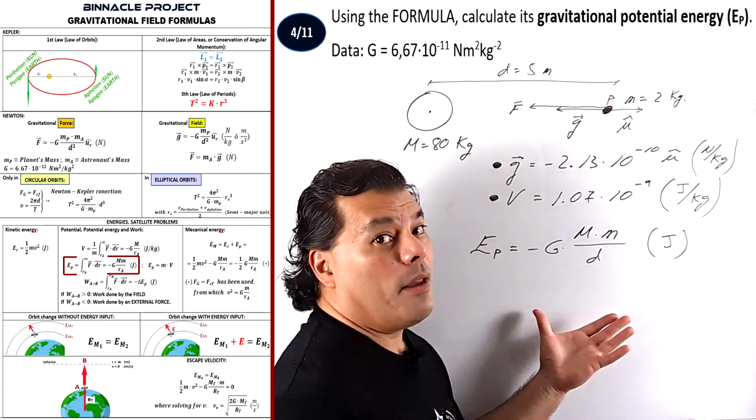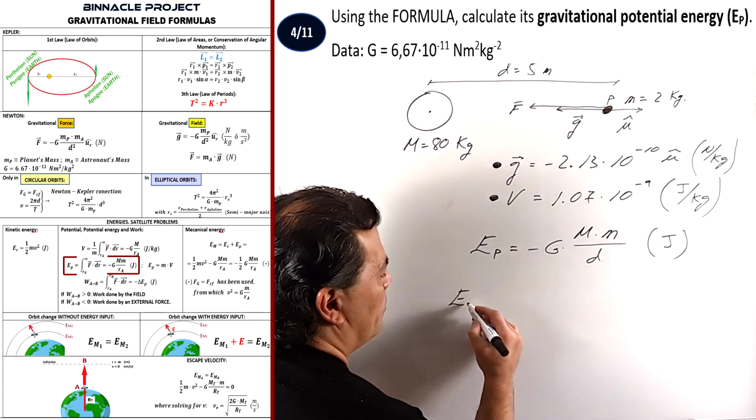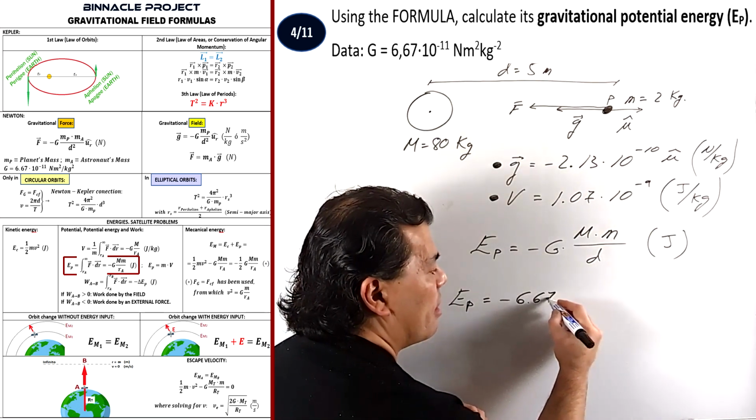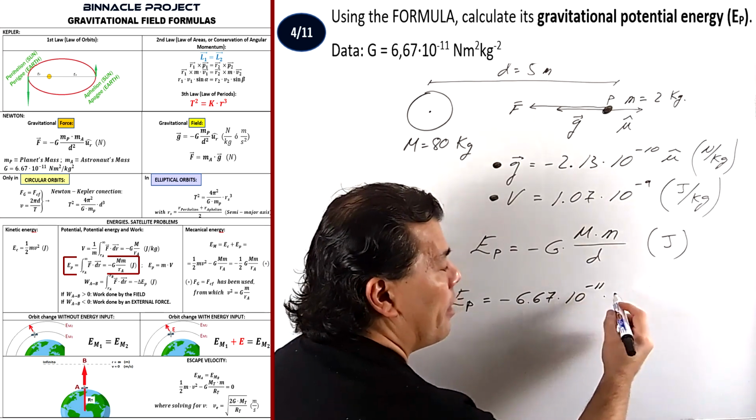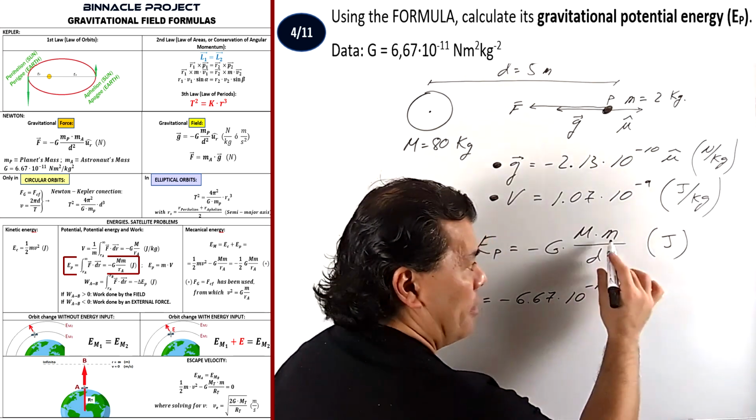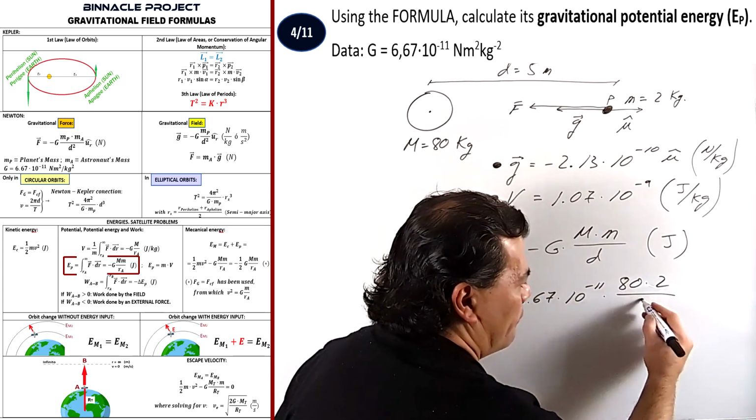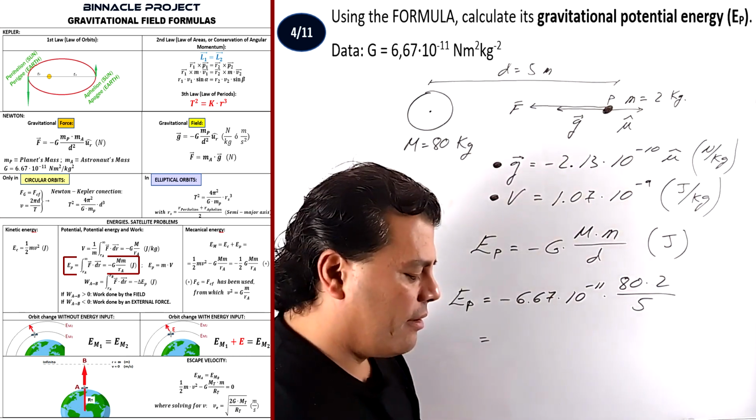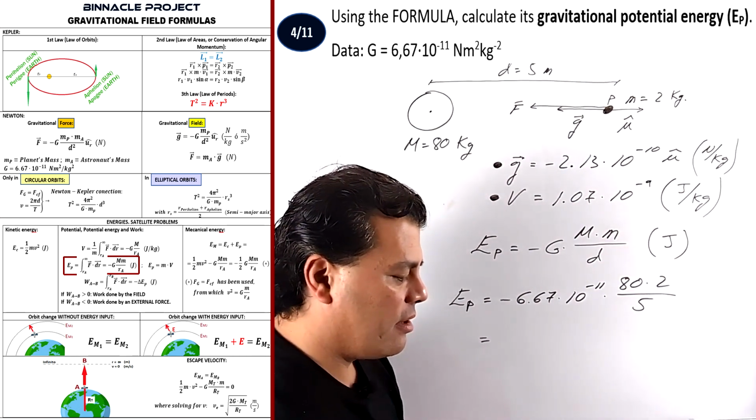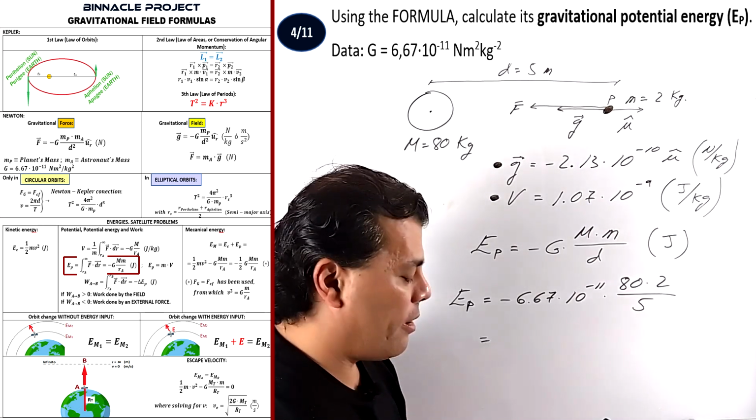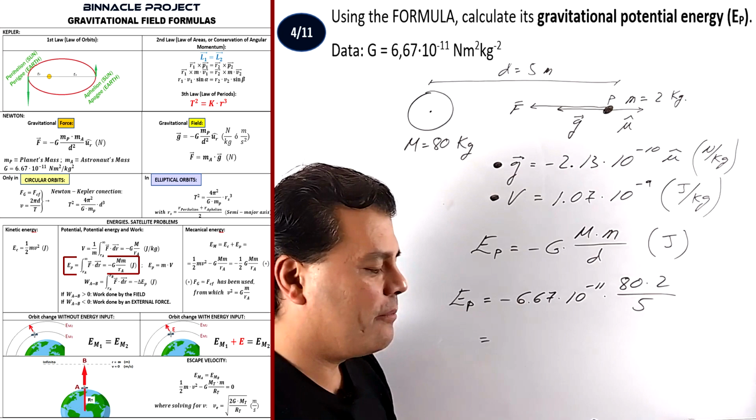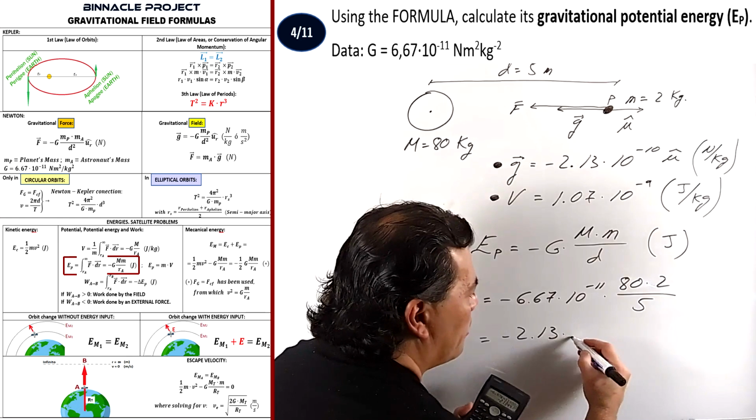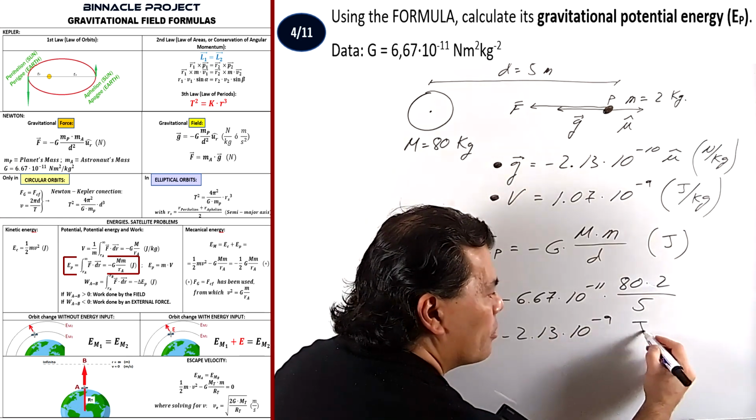Okay? Now let's use our calculator to do gravitational potential energy equals negative 6.67 times 10 to the negative 11 multiplying 80 kilograms, multiplying 2 kilograms and divided by 5. And we are obtaining negative 6.67 times 10 to the negative 11 multiplying 80, 2 and 5. And we obtain negative 2.13 times 10 to the negative 9 joules.